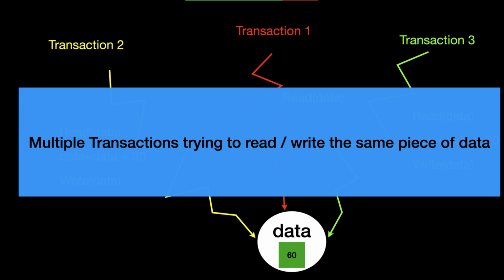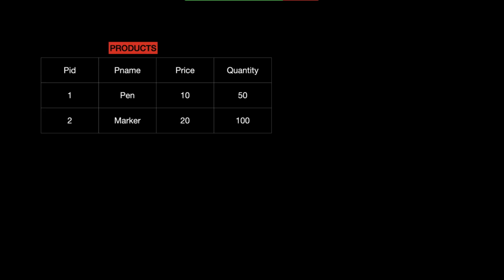There are 3 transactions, and they all are reading the same piece of data which is available. Now imagine I have a product table here with product name, price, and quantity. I have a product called pen, the price is 10 rupees, and let's say the quantity is 50 stocks available in my warehouse. Marker is another product, the price is 20, and there are 100 stocks available for the marker product. Now imagine there is a transaction 1 which is reading the value of 50.